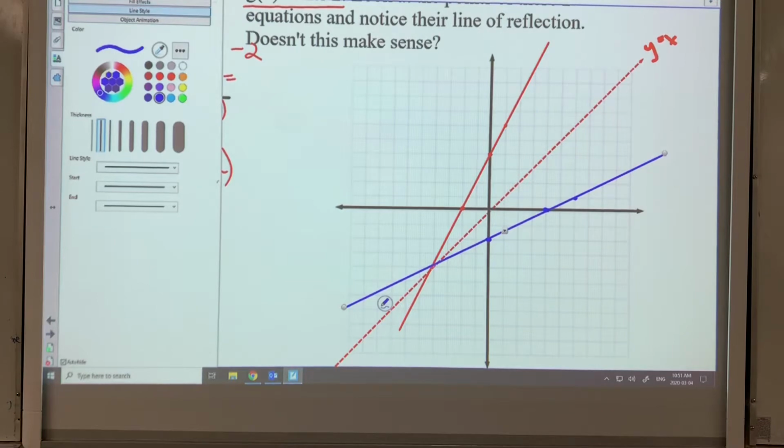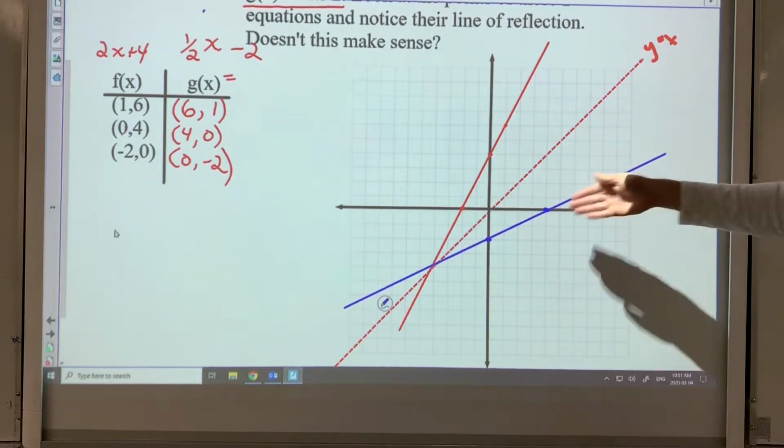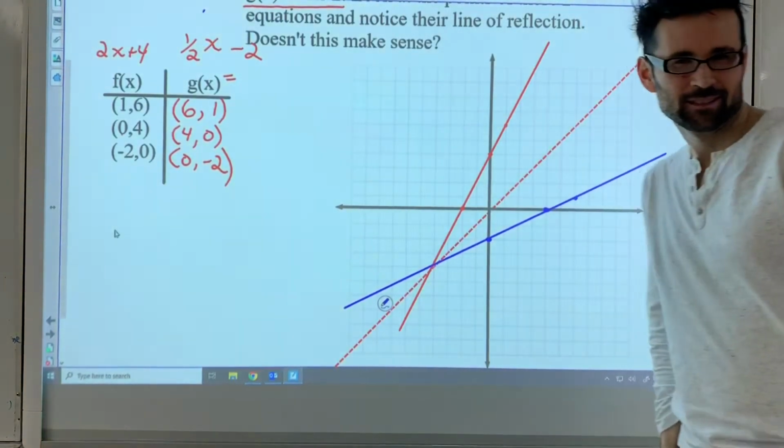Do we need to label like the x and y intercept? On a graph like this where you have all the coordinates, like you've got the tick marks, you don't need to label anything necessarily.